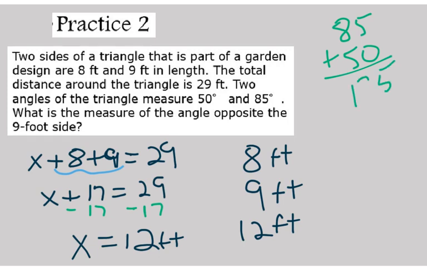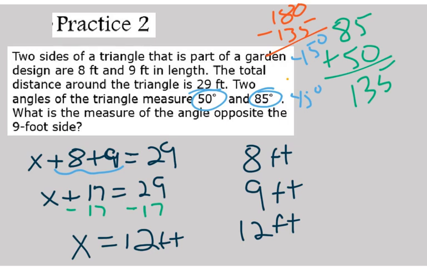So that's 135 degrees. Well, what's left then is what we need to get to 180. So if we simply subtract 135 from 180, and when we do subtract that, we end up with 45 degrees. So we have a 50-degree angle, an 85-degree angle, and a 45-degree angle.